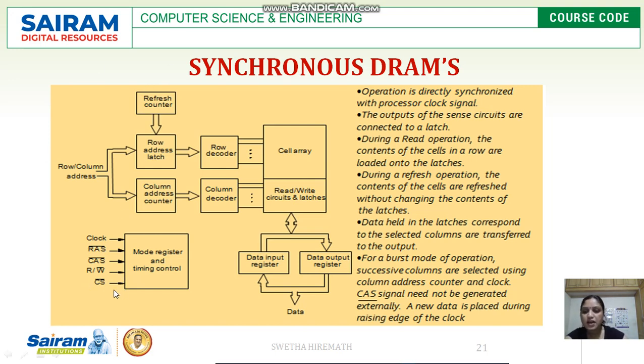The last one is CS. CS indicates the chip select, which part of the memory we are going to select, and that is indicated with the help of this chip select. I'll be reading this out, then it will be more clear.